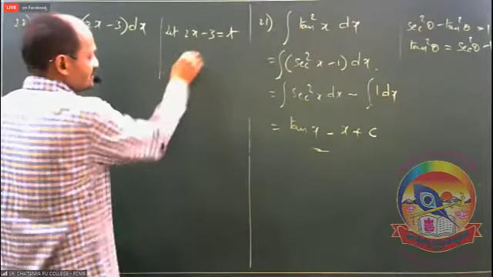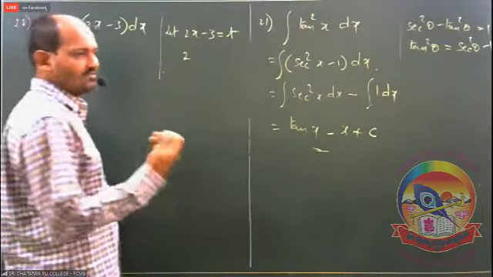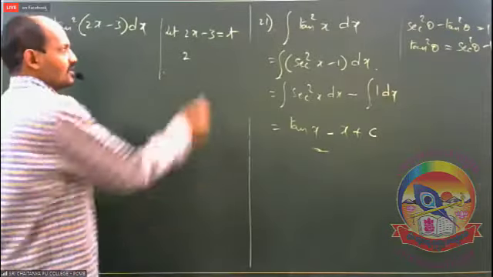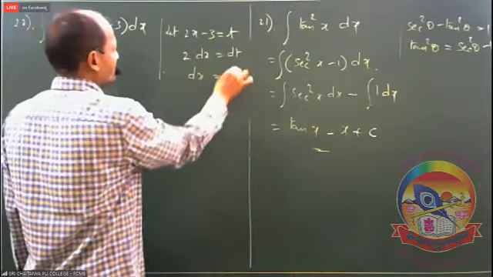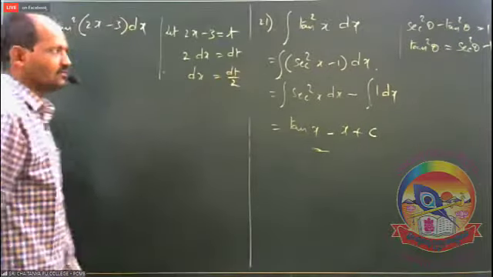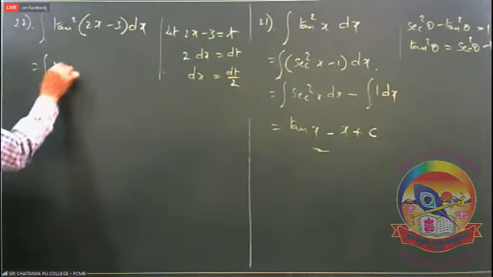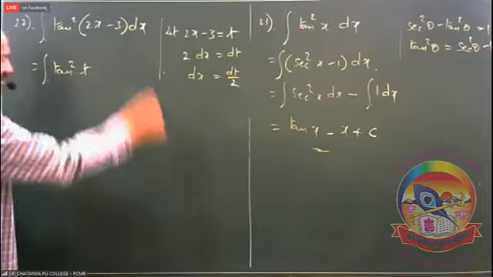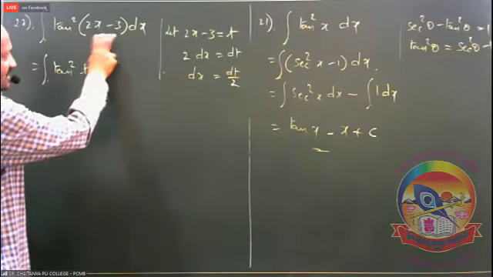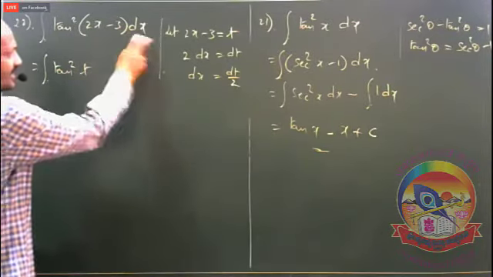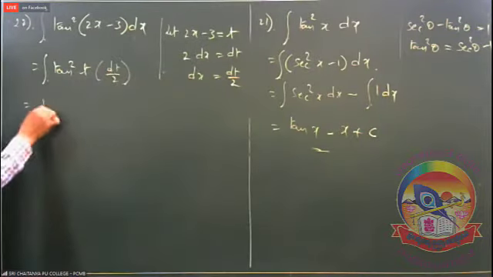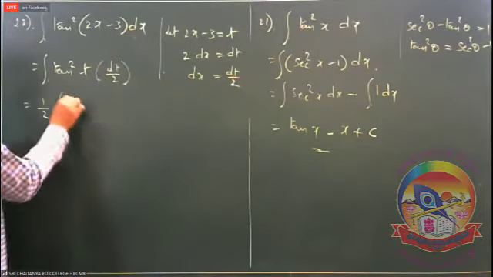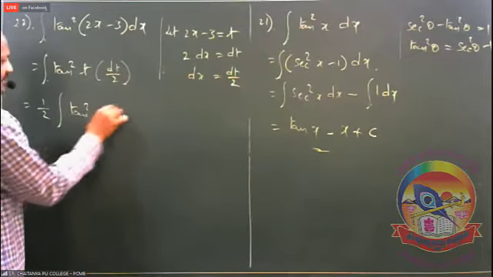Derivative of 2x is 2. Derivative of the constant 3 is 0. Therefore, 2 dx is equal to dt. dx is equal to dt divided by 2. It is the integral of tan square t. This 2x minus 3 is t. What about dx? It is dt divided by 2. 1 by 2 constant, integral of tan square t dt.